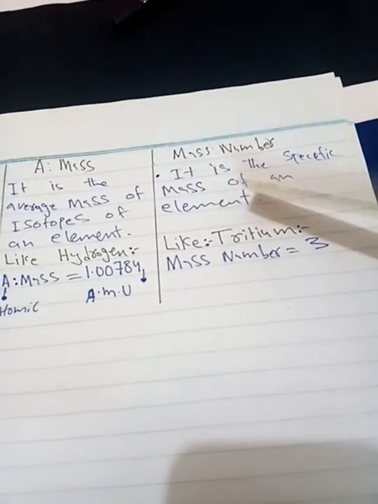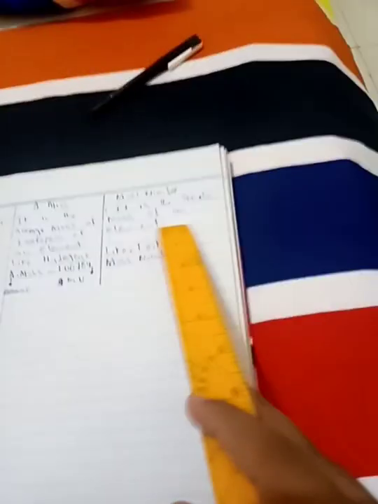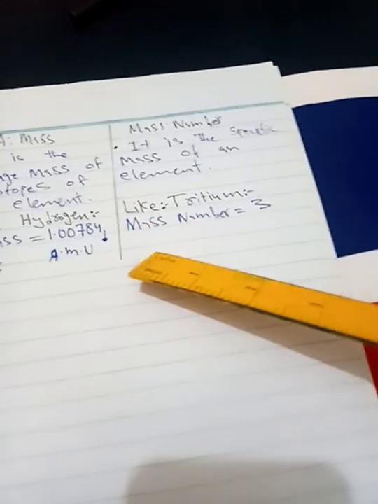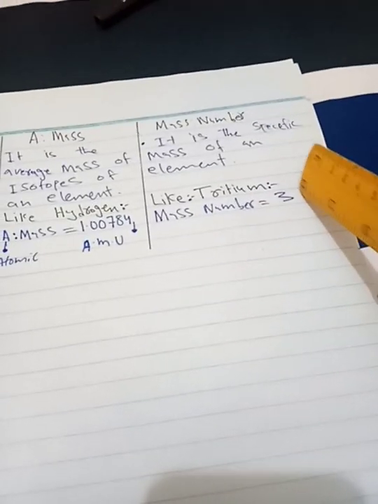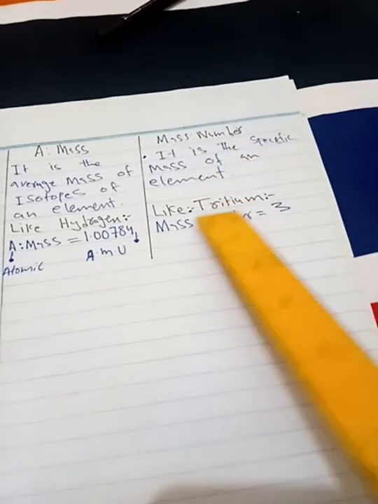Mass number is defined as the specific mass of an element, or you may say of an atom, because it is the specific mass of that particular atom. For example, tritium is a radioactive isotope of hydrogen, and it has two neutrons in it and one electron. So the mass number of tritium is 3. This 3 is the specific mass of tritium.